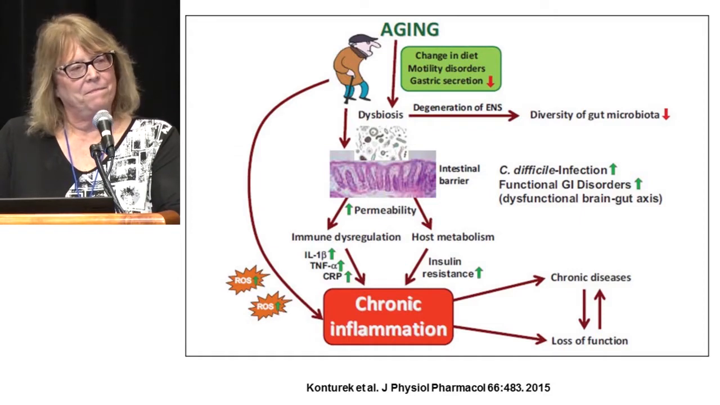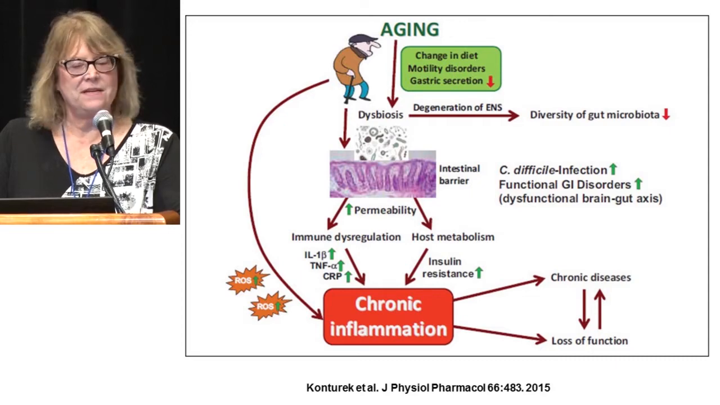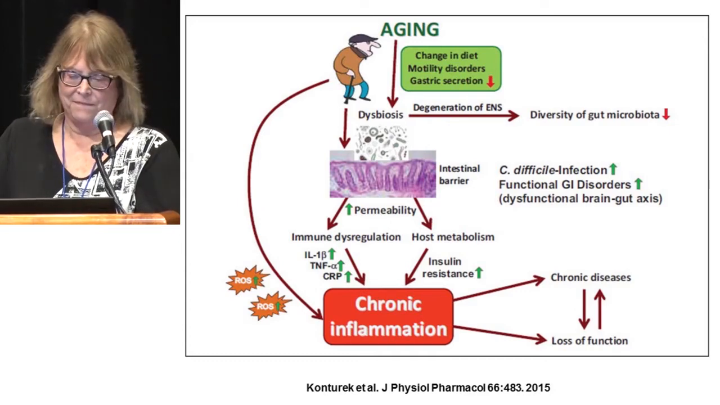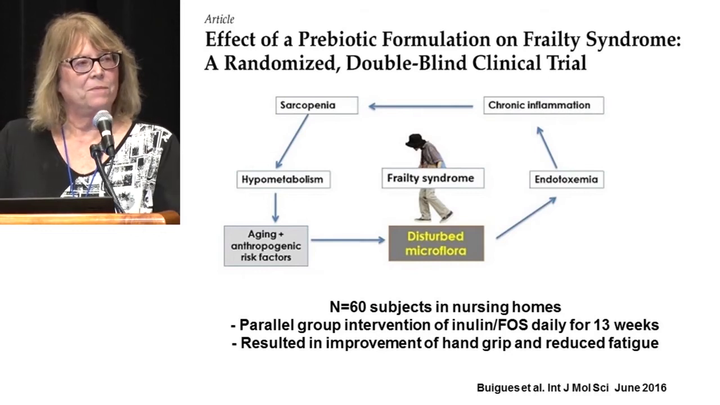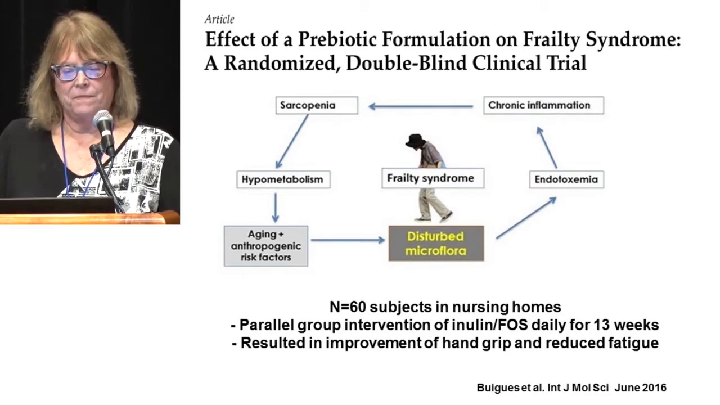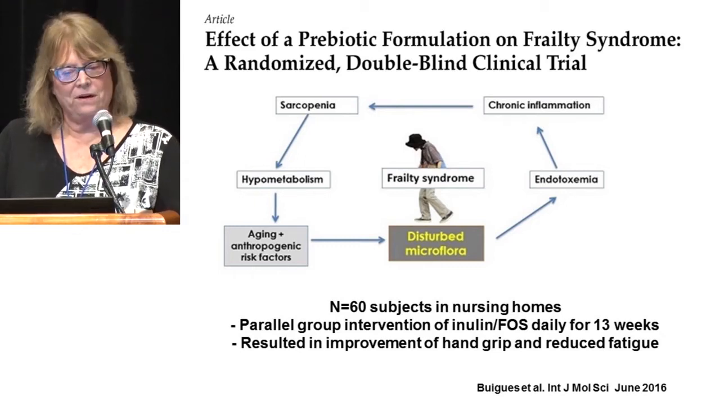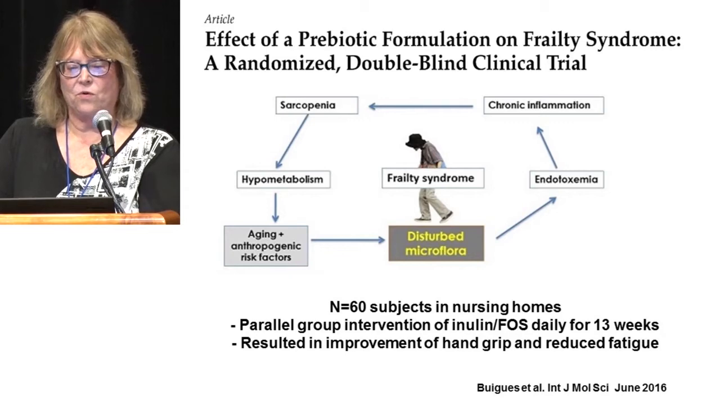So really, aging is associated with dysbiosis, along with degeneration of the enteric nervous system and increased permeability, leading to immune dysregulation, altered host metabolism, increased insulin resistance, and chronic inflammation. One study looked at a prebiotic formulation in this population, 60 subjects in a nursing home. It was a parallel group design with inulin and FOS, and they had an improvement in hand grip and reduced fatigue. They didn't measure gut permeability or microbiota.